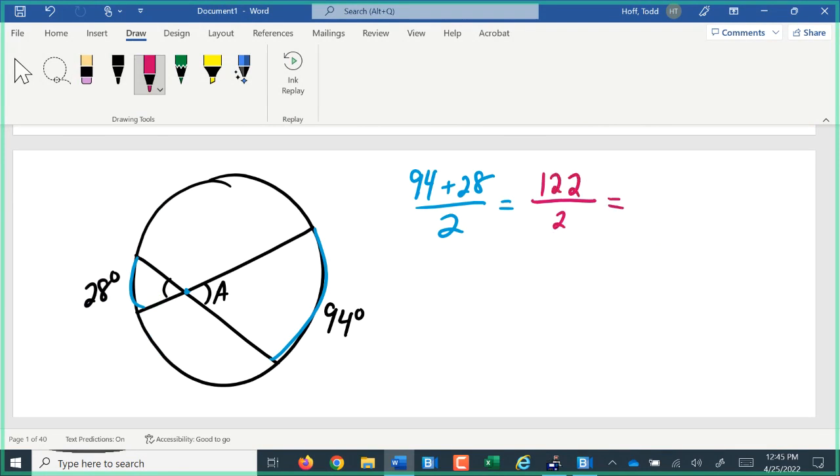122 divided by 2 is 61 degrees. That is a 61 degree angle. Of course, so is this one. Any questions on that?